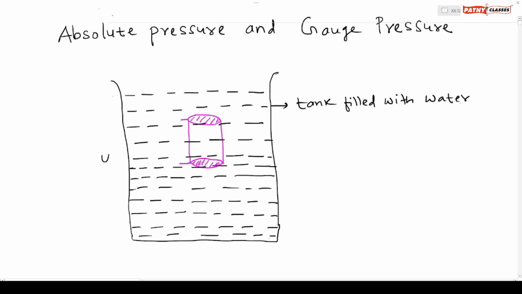Let us say y be the height of the water tank, and the base of the imaginary cylinder is at y1 and the top of the imaginary cylinder is at y2. So y2 minus y1 equals h. This h is nothing but the height of the imaginary cylinder.